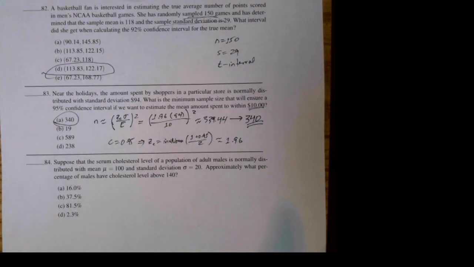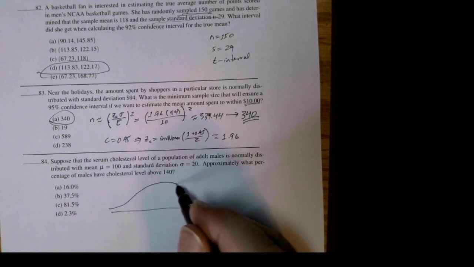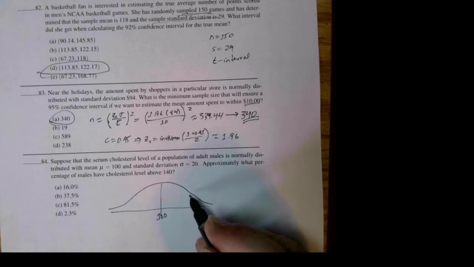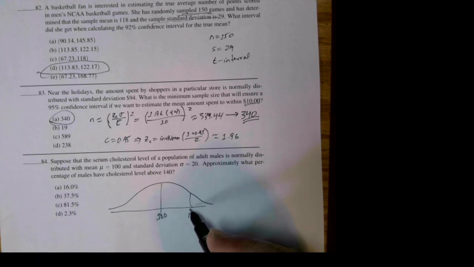Okay, number 84. Suppose that the serum cholesterol level of a population of adult males is normally distributed with mean mu equal 100 and standard deviation sigma equal 20. Approximately what percentage of males have cholesterol level above 140? Okay. Let's make a picture. It's normally distributed, and the mean is 100, so it's right in the middle there. And that means 140 is over here somewhere.